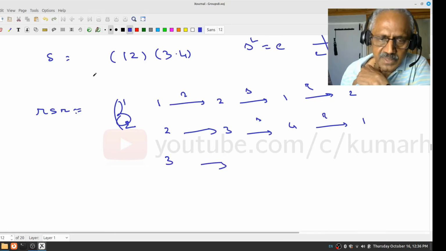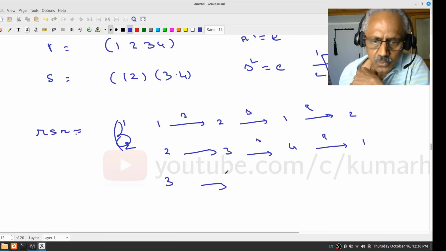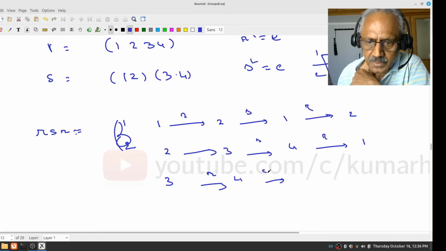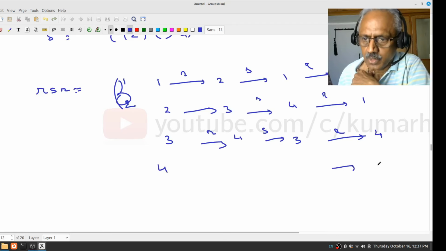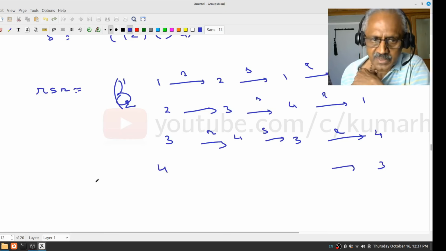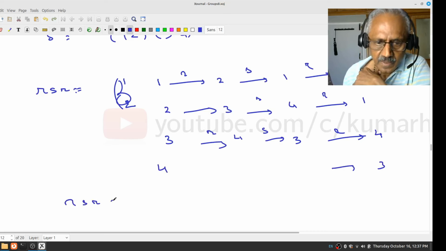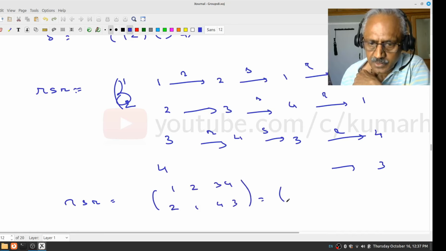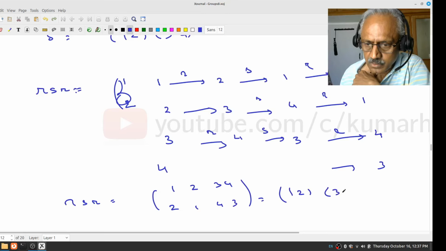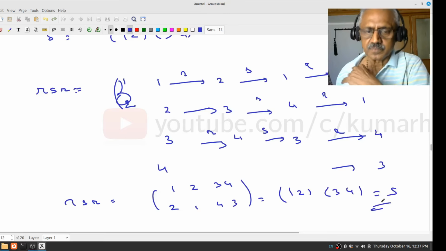Therefore, and now 3. Under R, where does 3 go? 3 goes to 4. Under S, 4 goes to 3. Under R, 3 goes to 4. And now this is a permutation, therefore 4, where will it go? It will go to 3. Now you can see RSR is this permutation: 1 goes to 2, 2 goes to 1, 3 goes to 4, 4 goes to 3. Therefore it is (1 2)(3 4), which is S, yes.